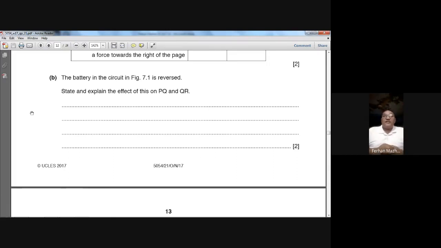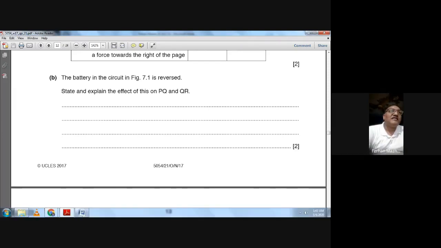For example, the PQ was experiencing a force towards the top of the page. After the battery is reversed, the PQ will experience a force towards the bottom of the page. In the first scenario, the QR was experiencing a force towards the right side of the page. When you reverse the battery, the direction of the current in the QR will also reverse, and the motor effect experienced by the QR will also reverse. Now a force towards the left will be experienced by the QR. It's a 2 mark question. I have written its answer also. Try to write the answer.